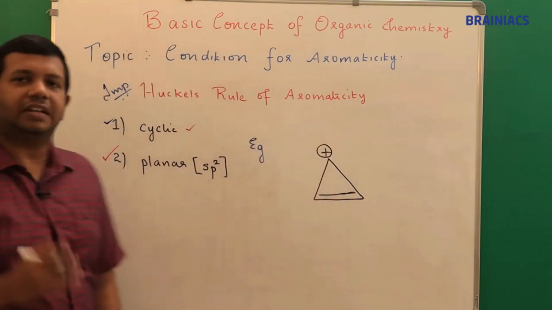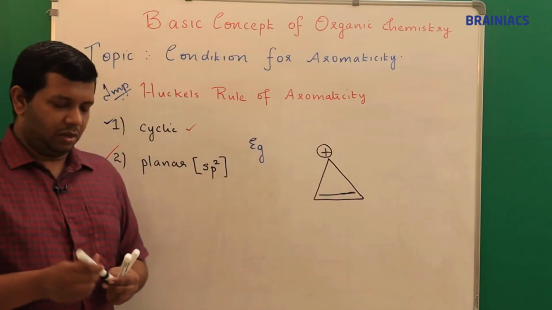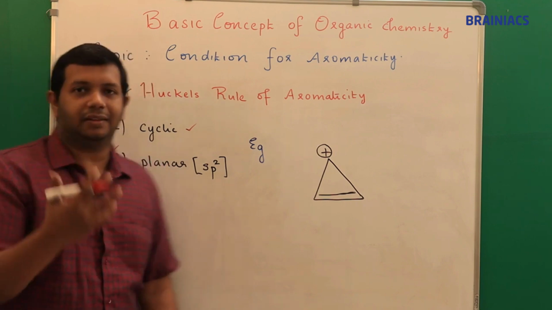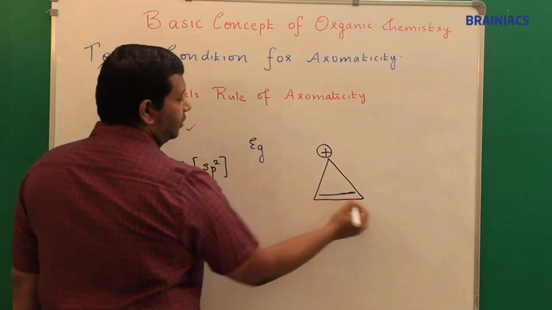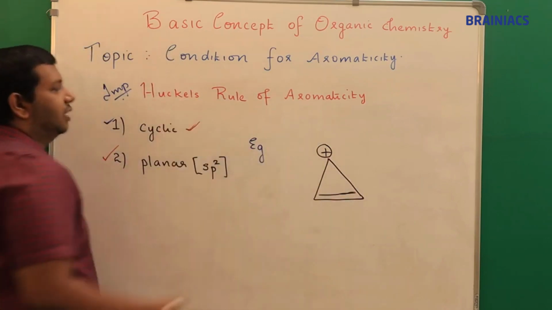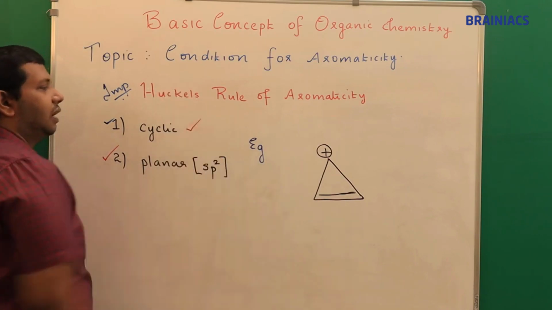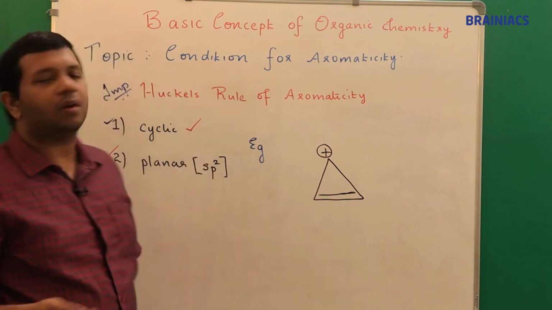Consider this species and tell me whether the compound is cyclic and planar or not. Okay, so the first criterion is to check the cyclicity. This carbon atom is connected to this carbon atom, and this is connected to this carbon atom, and that is connected. So the compound is cyclic. Correct? The next condition is I need to check whether it is planar or not.